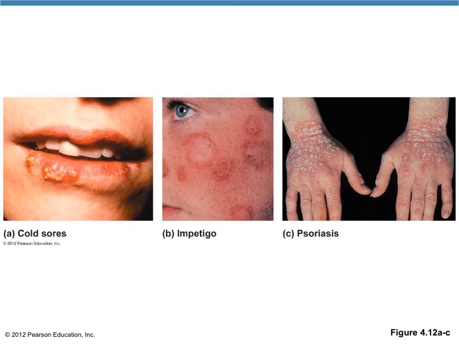Here you can see some examples of some different skin infections. So cold sores are caused by a virus, impetigo is caused by a bacteria, and psoriasis is triggered rather by things like stress, but it does not have a known cause.